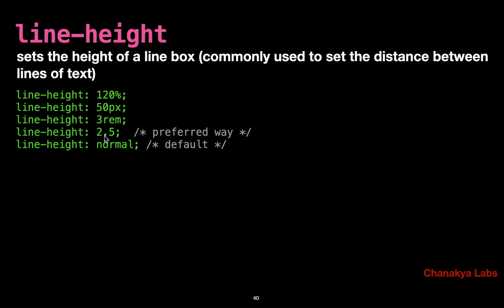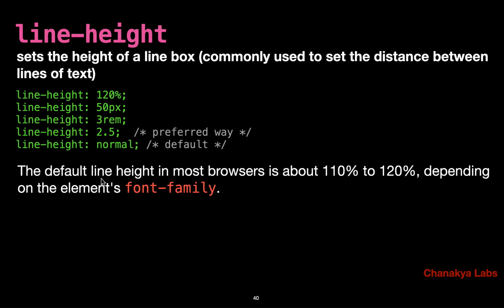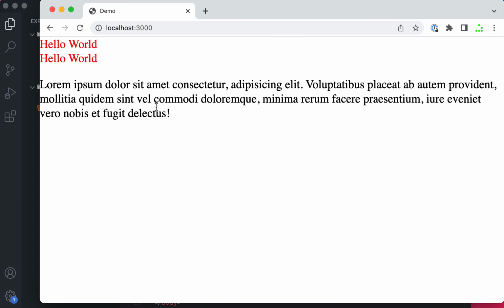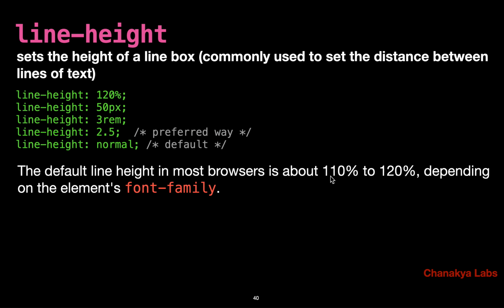2.5 means that whatever is the current font size, 2.5 times of that. The default font size, as I mentioned, in most browsers will be around 110 to 120% of the element's font family. So they are saying that in that element, whatever is the font size currently in that element, that element's font size into 1.1, like 110% or 120% of that.